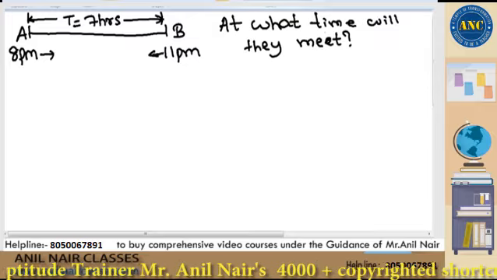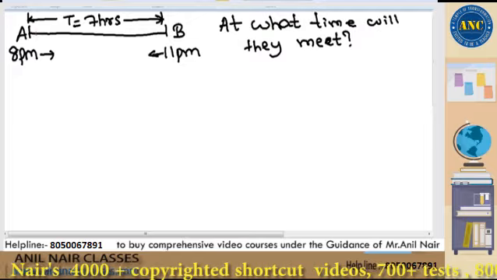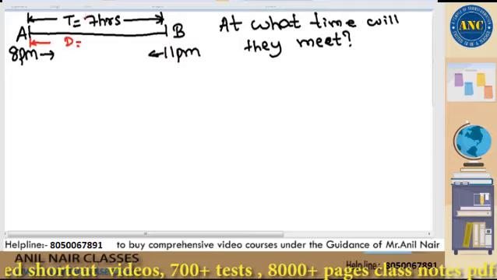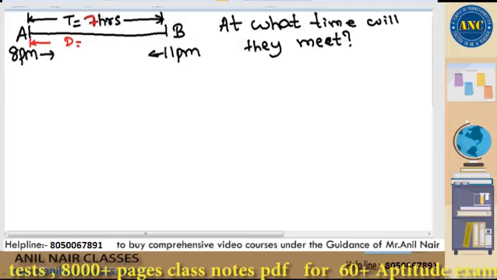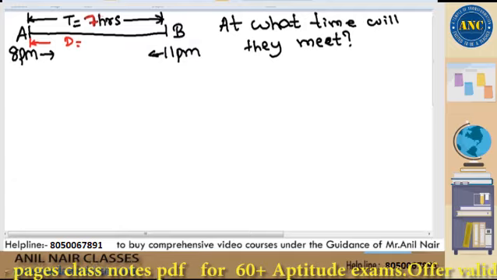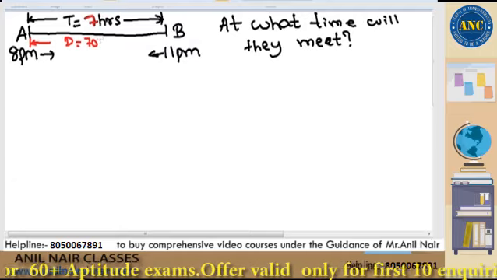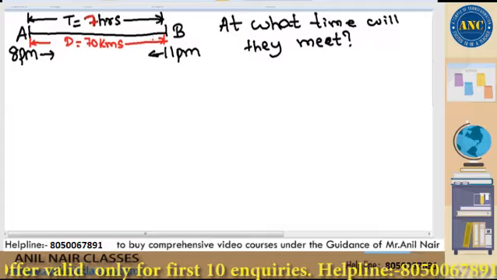At what time will they meet? Now, same logic, same analogy I will implement, sir. I know that the distance is constant. So, I will assume the distance as some multiple of 7 because speed is the distance by time. Denominator will be 7. If I want to eliminate that 7, then I will definitely assume it as a multiple of 7. Suppose if I take 70 kilometers, sir, should we always take 10 times of multiples of some number?